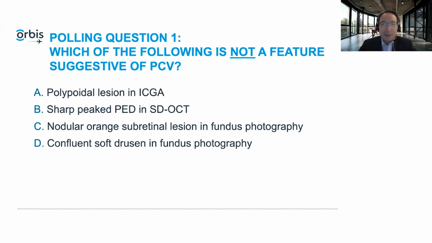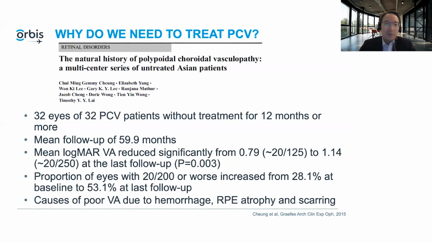Very good. So we can see mostly 80% got it right. We do not typically see the confluent drusen in fundus photography because those are the signs that you typically see in wet AMD, in neovascular AMD, or even dry AMD cases, but not in PCV cases. Right, so let's go for the treatment.